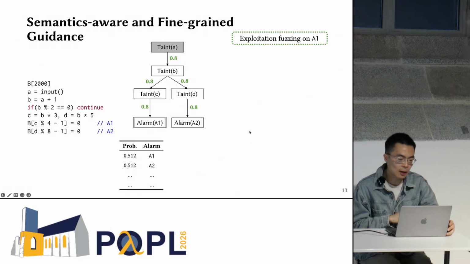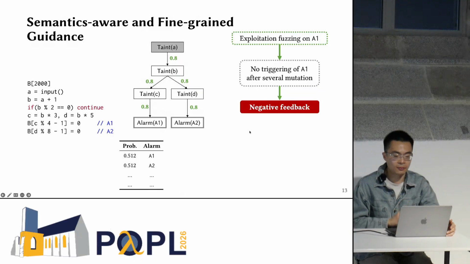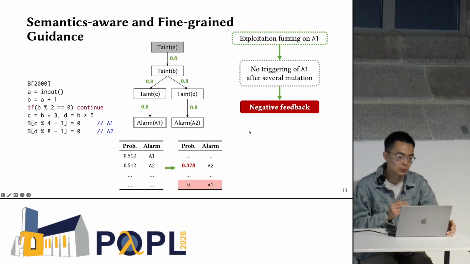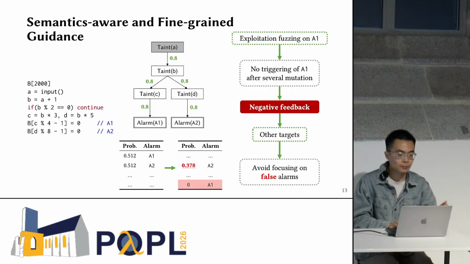The fuzzer will target A1 first because it has the highest probability. After some time mutating inputs, the fuzzer realizes the bug cannot be triggered and provides negative feedback. Since alarm A2 is connected to alarm A1 in the network, the probability of A2 also decreases. This allows the fuzzer to skip this false alarm and focus on other potentially triggerable targets, effectively avoiding wasted time.